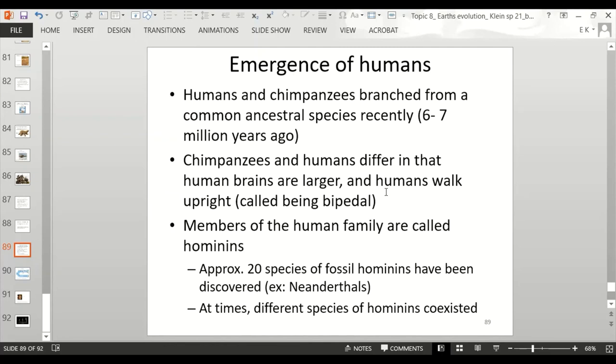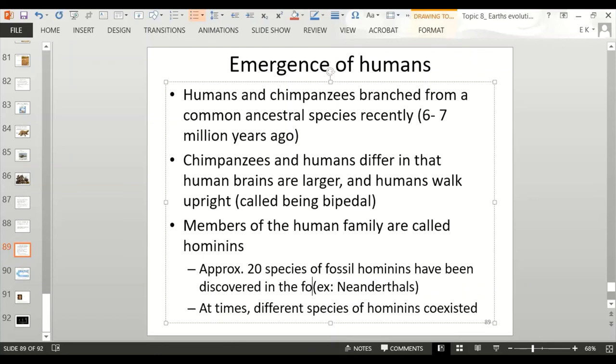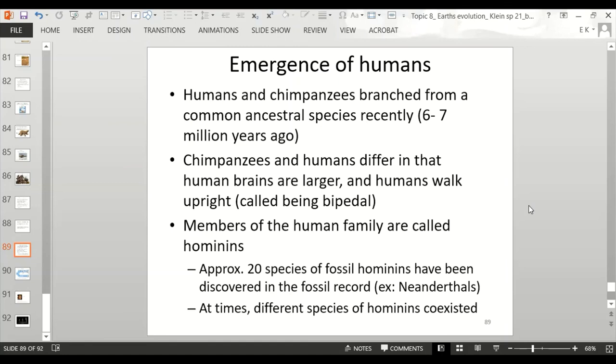All members of the human family are called hominins. There were approximately 20 species of fossil hominins that have been discovered in the fossil record. For example, Neanderthals are an example of a hominin. At times, different species of hominins actually coexisted.